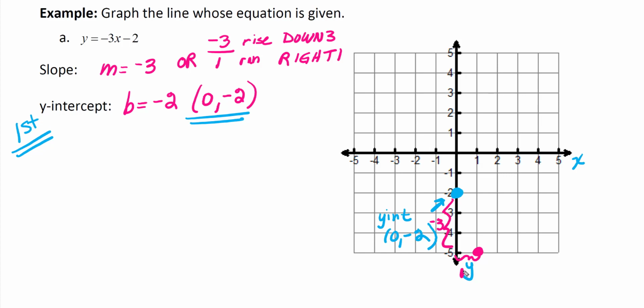Now I have 2 points. I can connect the dots with a line. Try and draw it as straight as possible. I like to put arrows at the end to signify that it's going on forever. So that's the graph of our first line. Make sure you graph the y-intercept first and then start at the y-intercept and graph the slope.